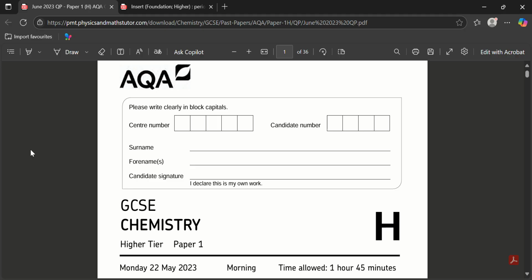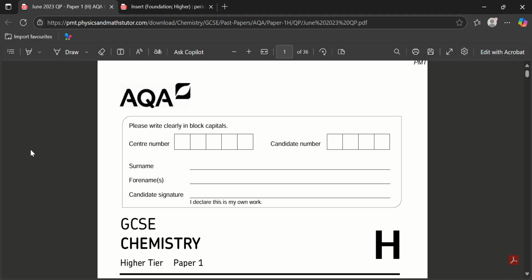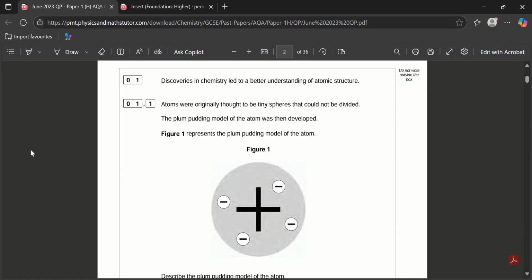This is GCSE Chemistry Higher Tier Paper 1, 2023. This is for the exam board AQA, and let's start with question 1.